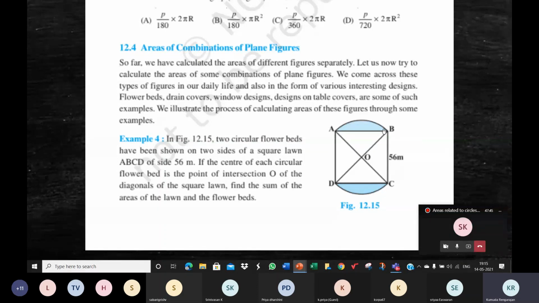Find the area of the triangle AOB. It's a right triangle. In a square, the diagonals bisect at right angles, so this is 90 degrees. Half base into height, AO into OB. Half into AO into OB, half into 28 root 2 into 28 root 2.